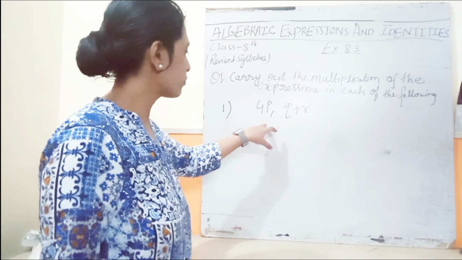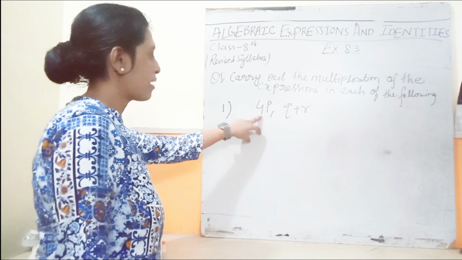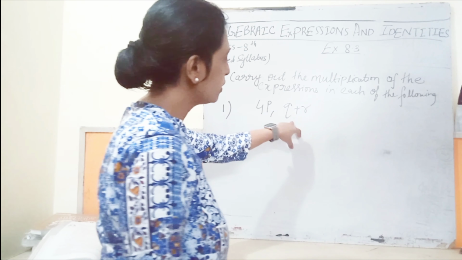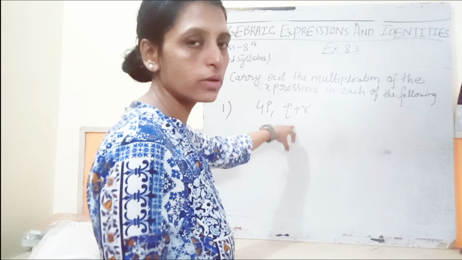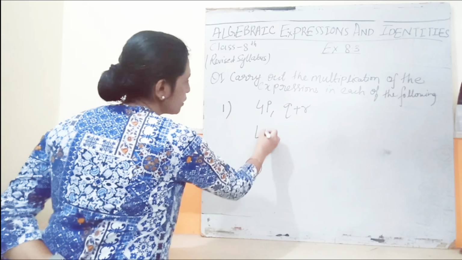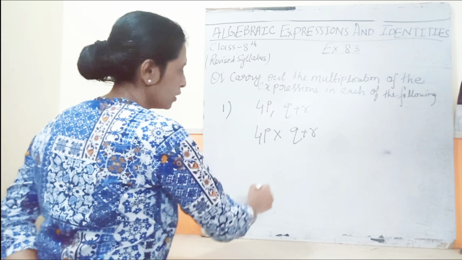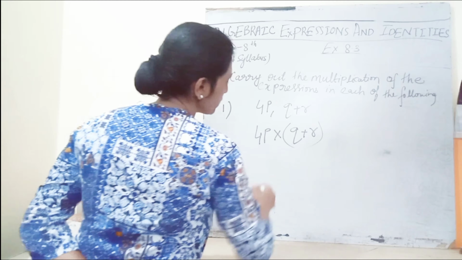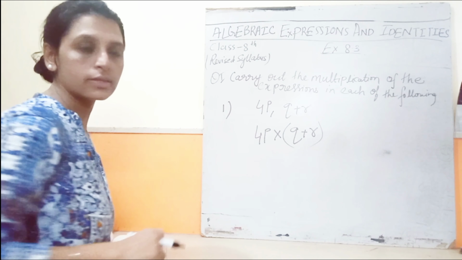In the first question we have to find the product of a monomial and a binomial. 4p is having one term, so it is a monomial, and q plus r contains two terms, so it is a binomial. Let's see how to do it. So 4p into q plus r. Children, let me tell you one thing: the binomial you can keep inside the bracket.